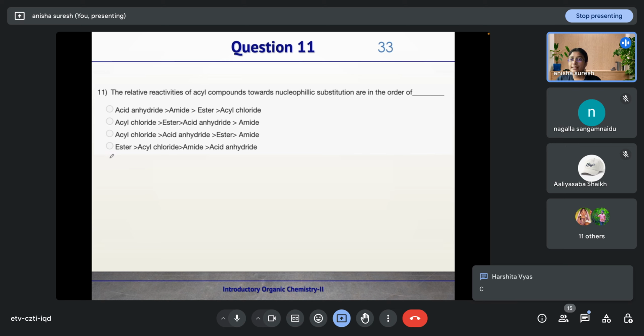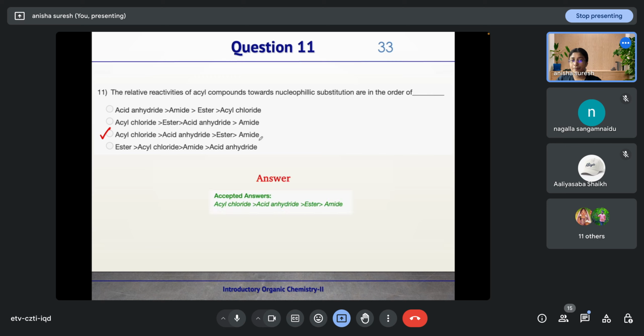Option C, yeah. As we have seen when we were discussing the summary, the reactivity order will be acid chloride more reactive than acid anhydride, more reactive than ester, and more reactive than amide. Acid chloride will be the most reactive, and amide will be the least reactive. So the right option is option C. This is clear, right?